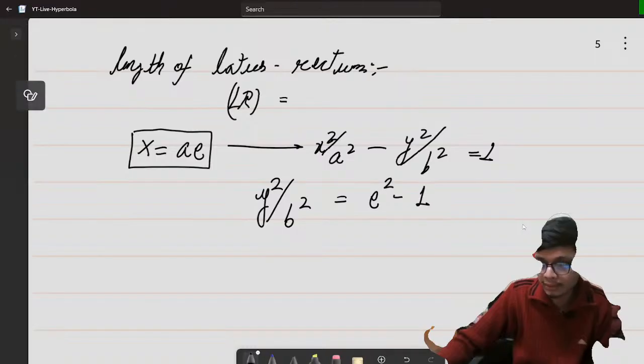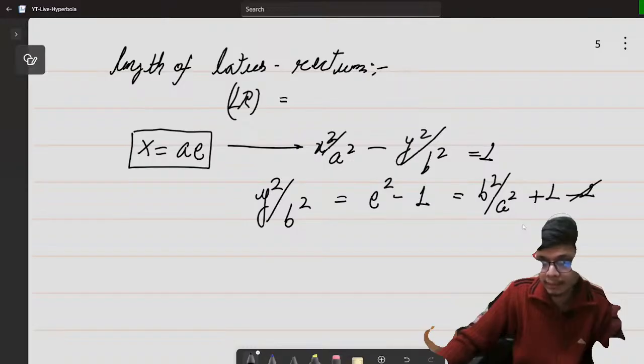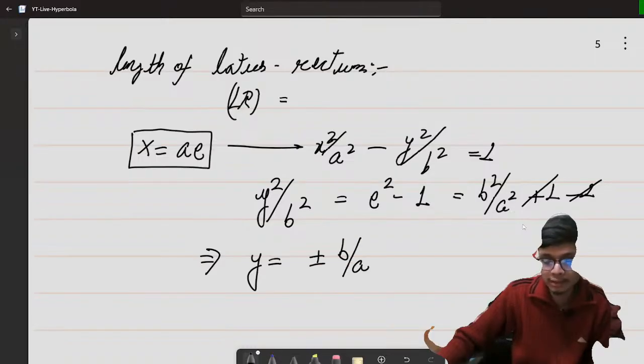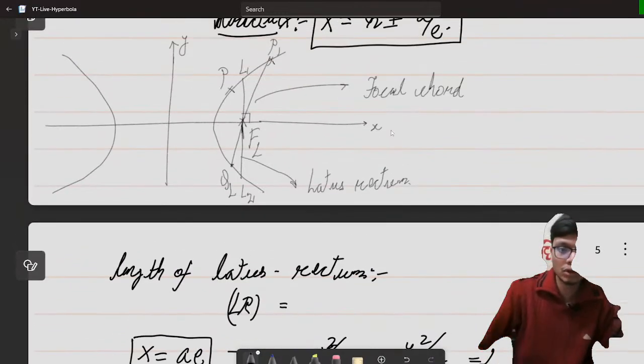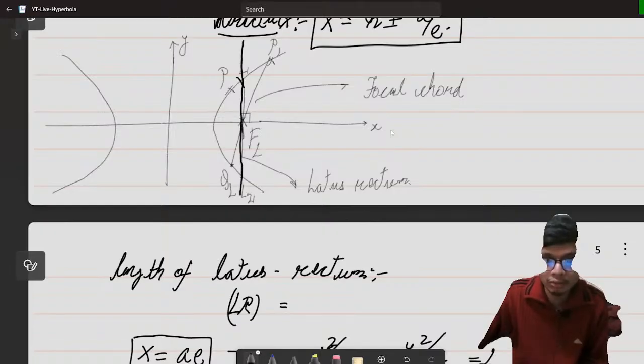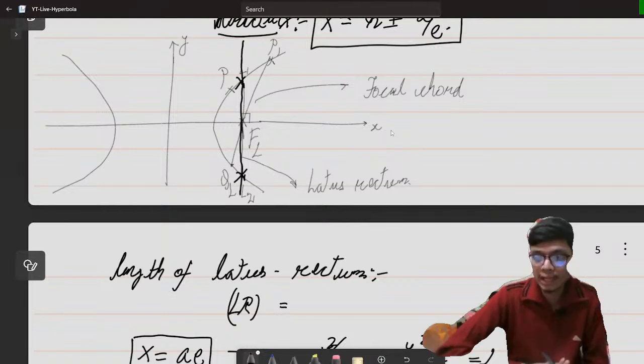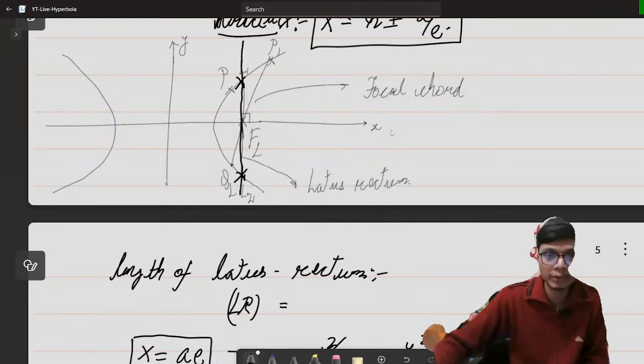I'm going to get some equation like this, which I can further simplify. So this is going to cancel, and therefore I'll get the value of y as plus or minus b square by a. So I will get the two coordinates of y. That means I'm trying to draw a line, and I'm trying to see where these lines cut the hyperbola, or one branch of the hyperbola.